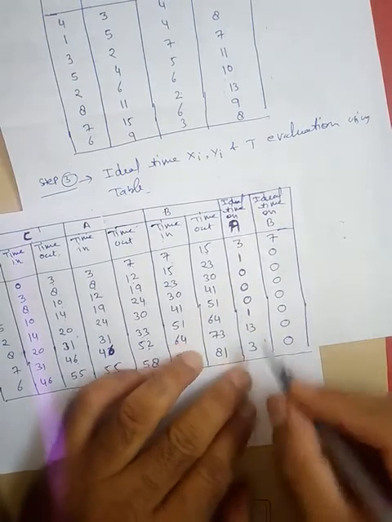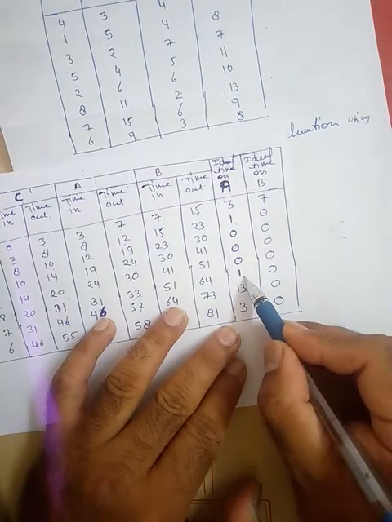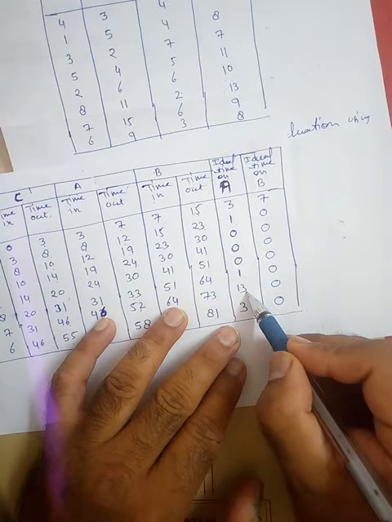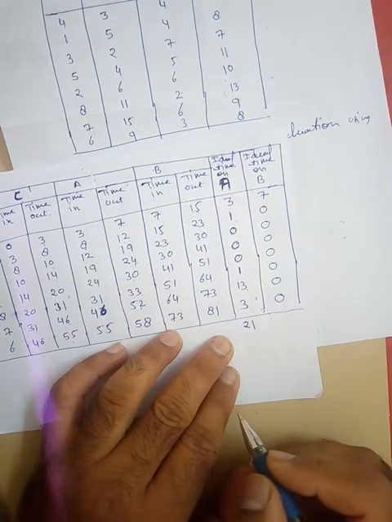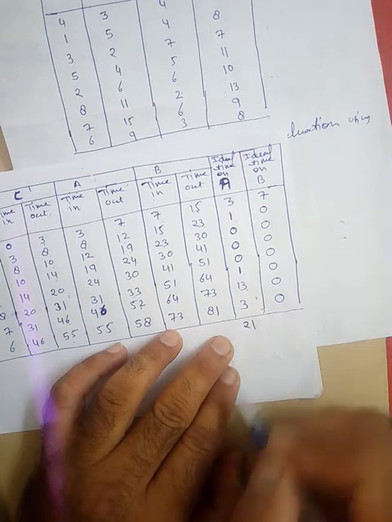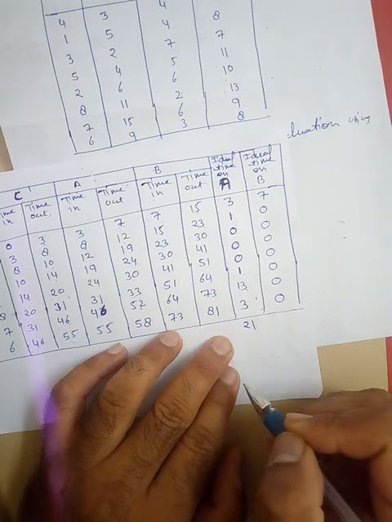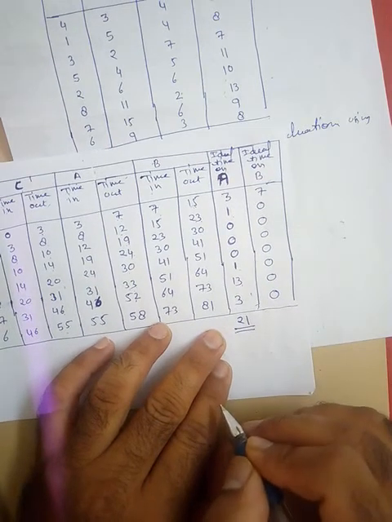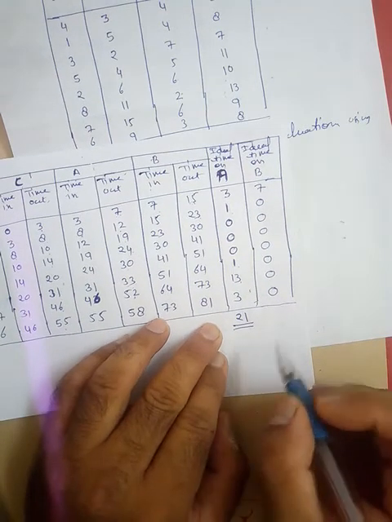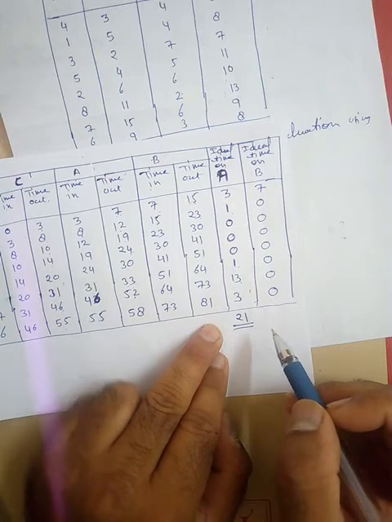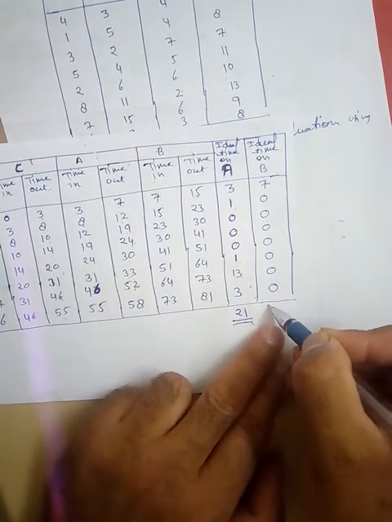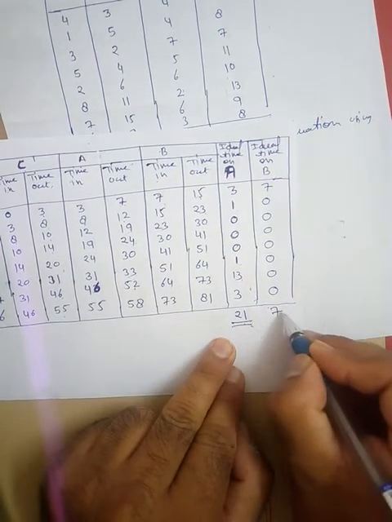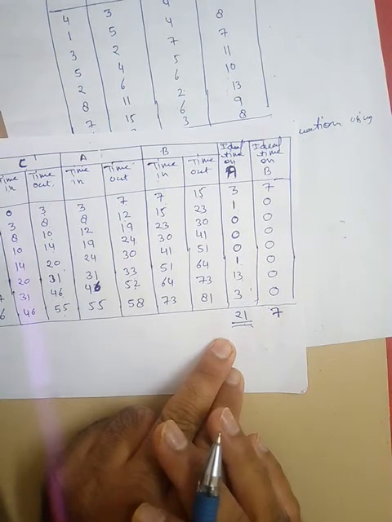How much total idle time? Take the sum. 4 plus 5, 5 plus 13 is 18. 18 plus 3 is 21. This is the total idle time. Fine. Total idle time here. Then idle time on this. What is the total time here? Total time is here 7 hours. Fine. This is the idle time.